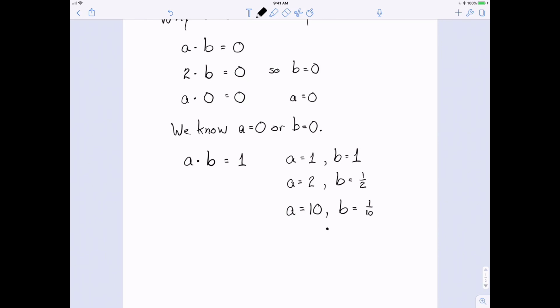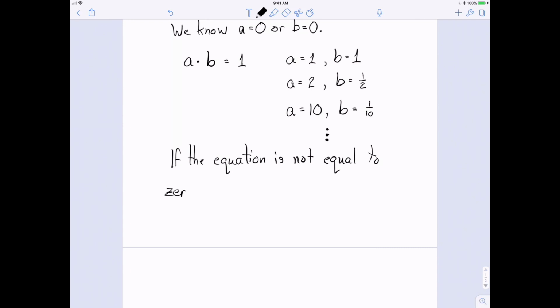And if you keep on going, what you find is that if the equation is not equal to 0, it has, better language, it has an infinite number of solutions. Okay, so that's the idea behind why 0 is so important.